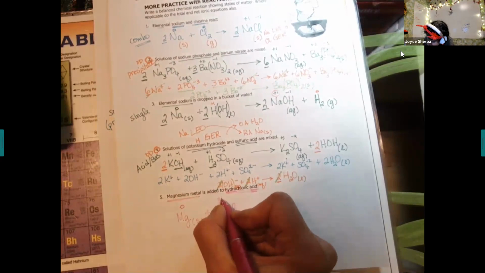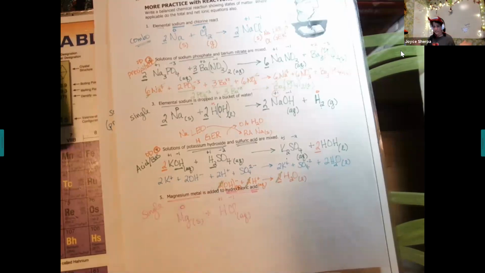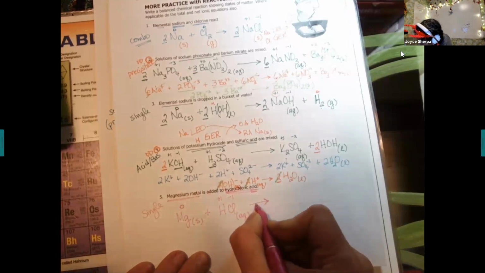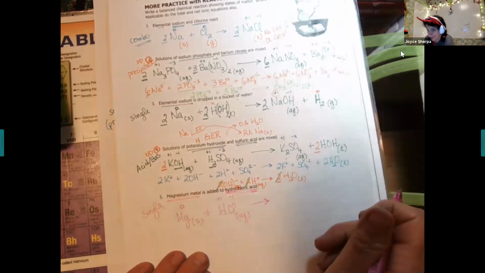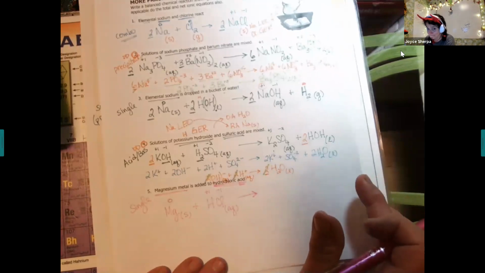So hydrochloric acid, hydrogen is +1, chloride's -1. This is a single replacement. So a single, right? They just switch. They switch part. I'm sorry. You have an element plus a compound. We do an arrow, and all right. So go ahead, do your switch, balance it.